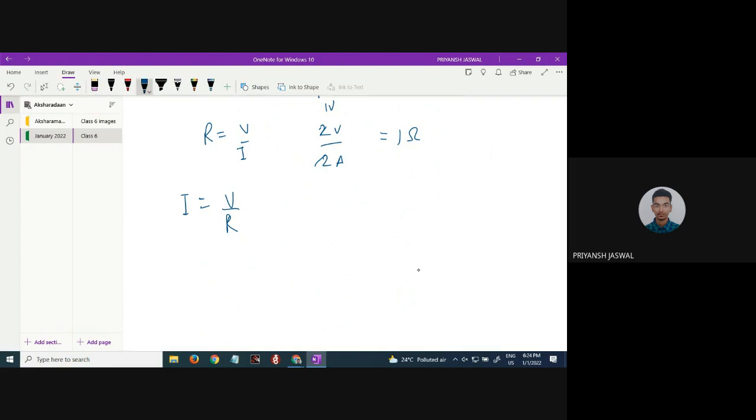Another form of Ohm's law can be written like this. From this, we have that I is directly proportional to 1 by R, or in other words, we say I is inversely proportional to R. What is I? I is current, and what is R? R is electrical resistance. So, what it means is that in this inverse relation, if R increases, then I will decrease.